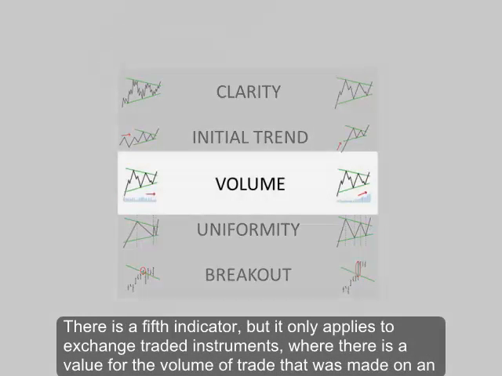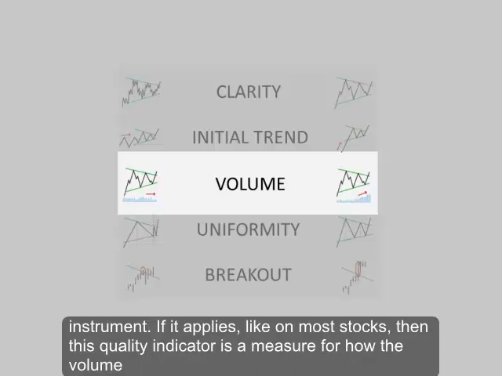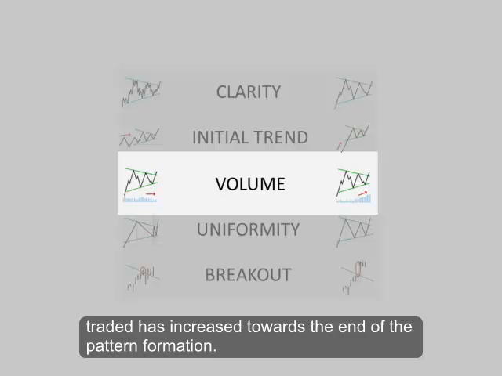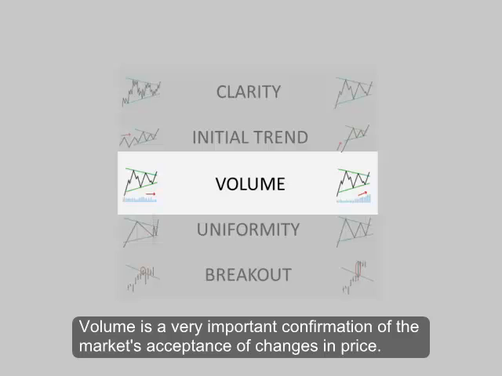There is a 5th indicator, but it only applies to exchange traded instruments where there is a value for the volume of trade that was made on an instrument. If it applies, like on most stocks, then this quality indicator is a measure for how the volume traded has increased towards the end of the pattern formation. Volume is a very important confirmation of the market's acceptance of changes in price.